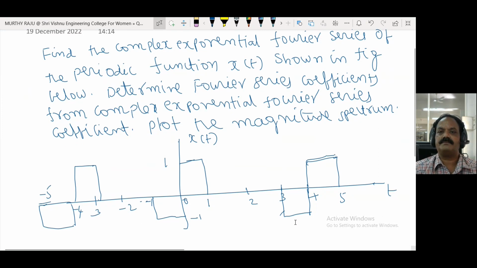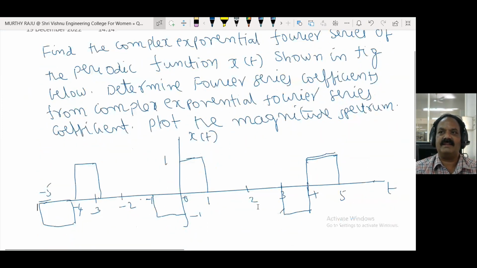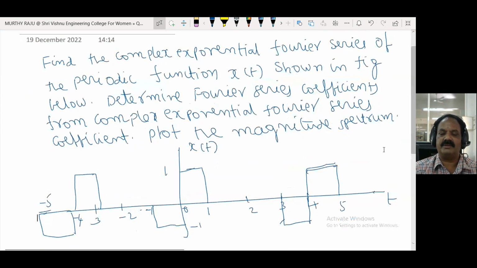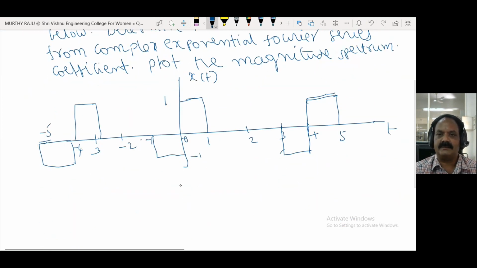See the function. First of all, I have to calculate the time period of that function and then calculate the complex exponential Fourier series coefficient. This one is a starting point. The waveform is like that up to 3. After that, the waveform is repeated. Therefore, the starting point is T0 plus T. This is the way we find the time period of the waveform.